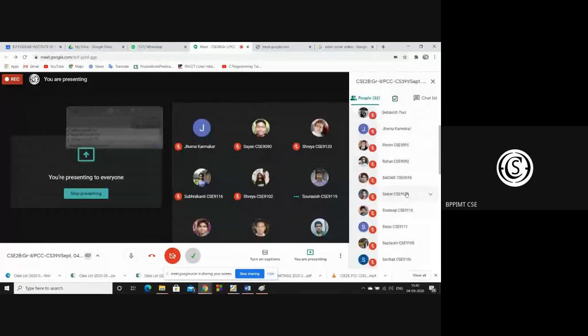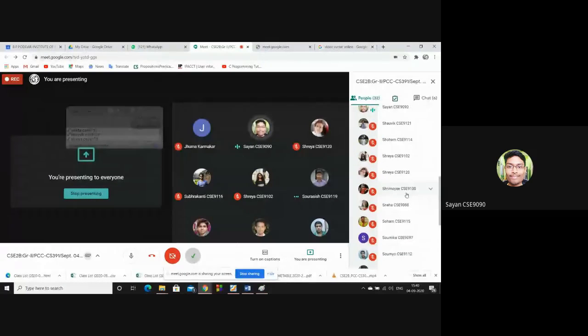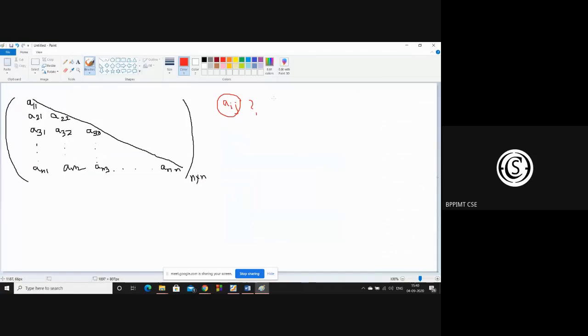It will be normal only, no? Even if it is lower triangular. Shayon, Shreya: Sir, base address plus i into number of columns plus j. Base address, suppose base address is B, plus i into the number of columns.